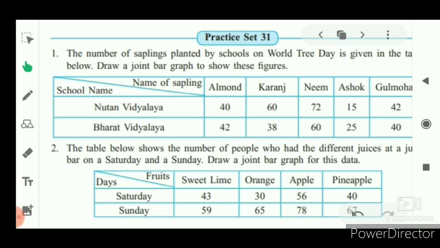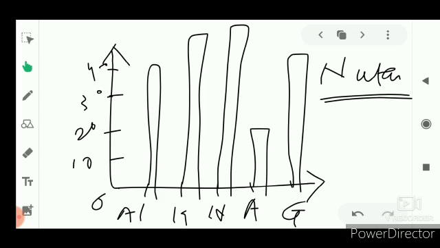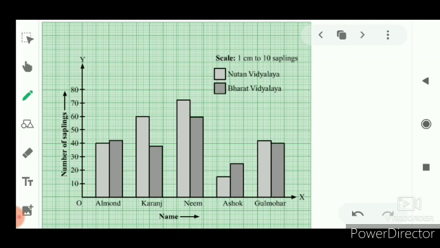42 for almond. So here is 40 and here is 42 for almond. We will join this. Likewise I am showing here in this graph. This is the graph; we can draw the graph in this manner. These are the number of saplings of almond, karanj, neem, ashok, and gulmohar that the schools have planted.